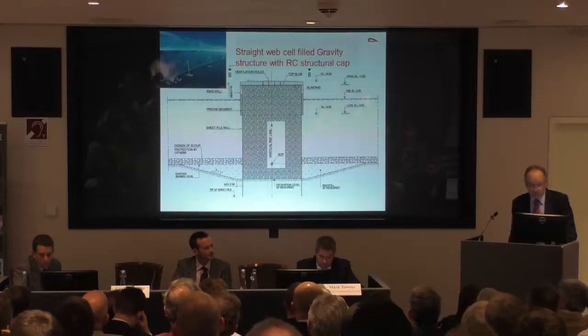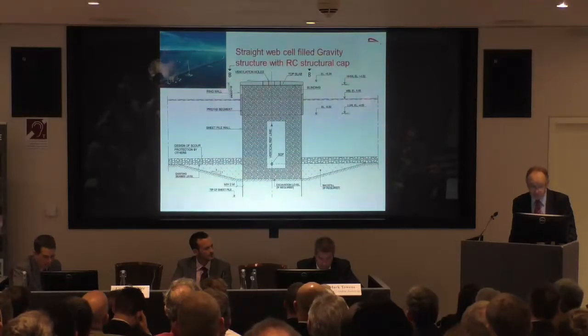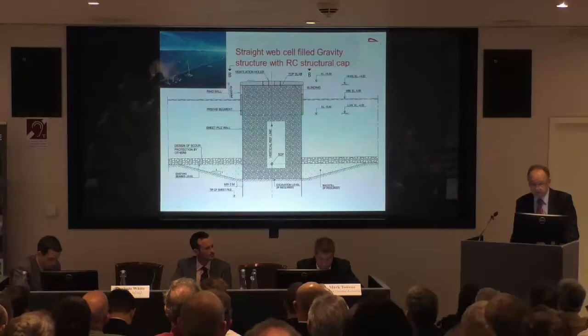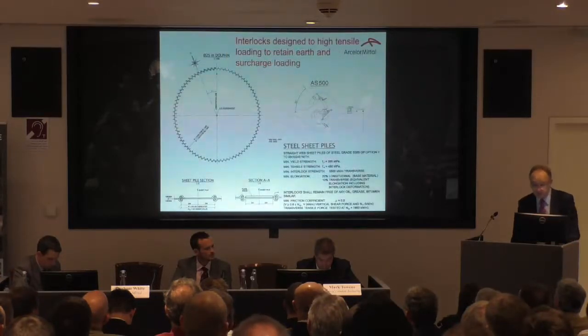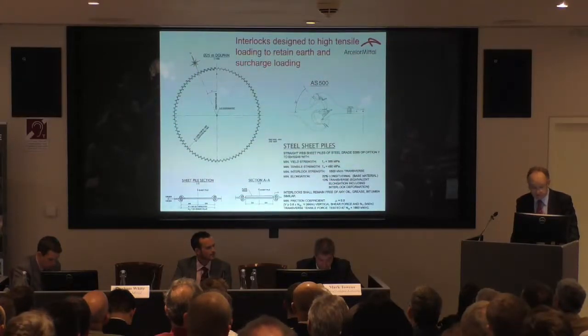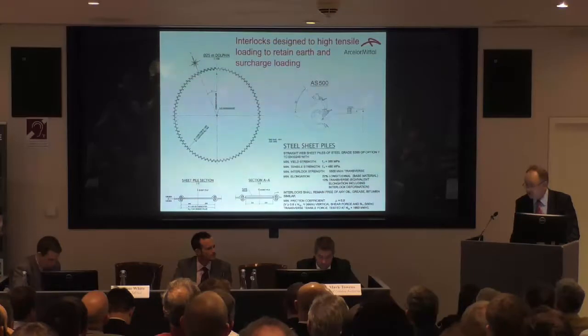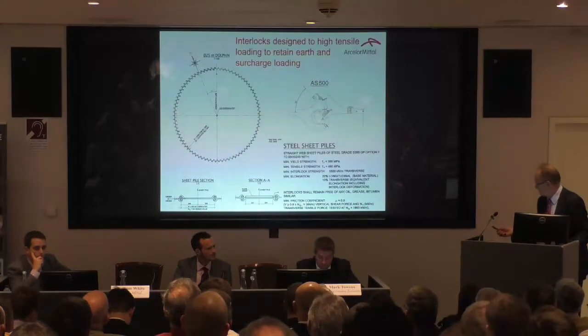So gravity wall straight web cell up to 30 to 35 meters height, built on a firm or hard seabed with a massive protective cap for the impact to tie it all together. So the details of sheet piles, and this is why it's easier to build it on land than in the water. The sheet piles themselves have a very robust interlock for a straight web pile, and they can take up to 5,500 kilonewtons per metre. You can strengthen the individual piles with strengthening plates.